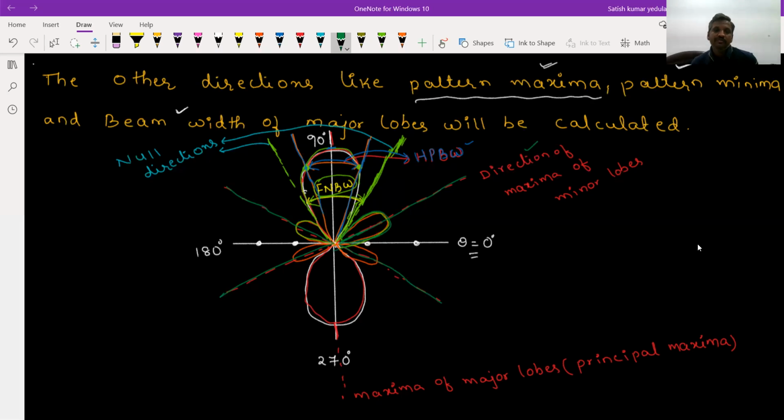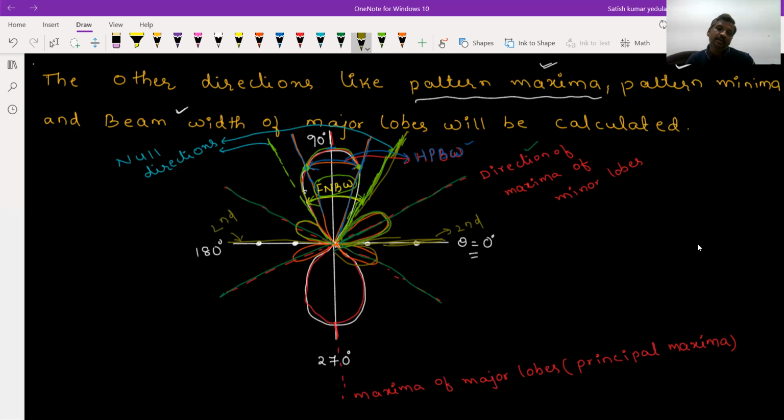Now, once we get these maxima of minor lobes and major lobes and also the first null beam width and half power beam width, it's very easy for us to draw the radiation pattern. If you observe another important point, this is your first null. But after this particular minor lobe and this particular minor lobe, there will be another null direction. This is called another null direction, and this is also another null direction. These are called second null directions. You have to call both of them the second null direction.